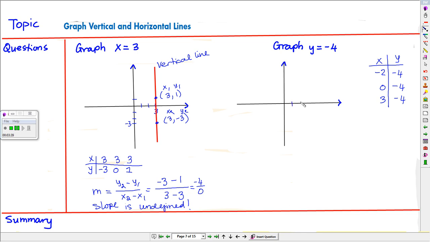The scale on the x-axis goes by 1, and the same with the scale on the y-axis goes by 1. So this is negative 1, 2, 3, 4. So this is negative 4. So we have the points negative 2, negative 4; 0, negative 4; and 3 comma negative 4. We connect these 3 points, and we should end up with a horizontal line.